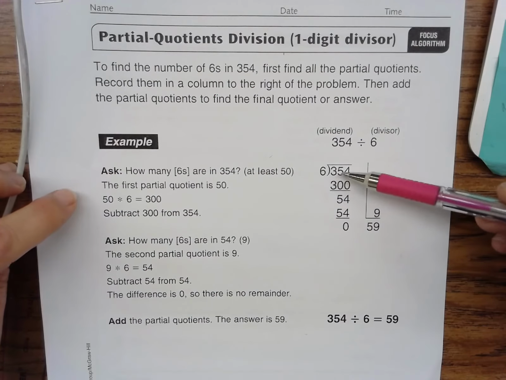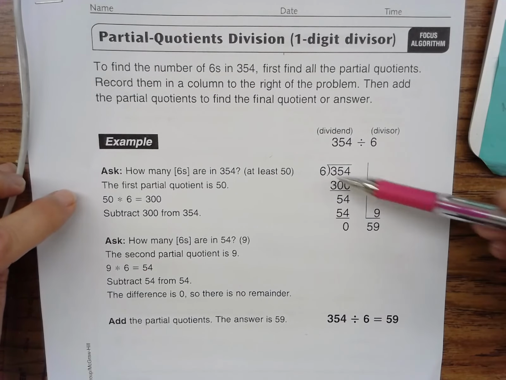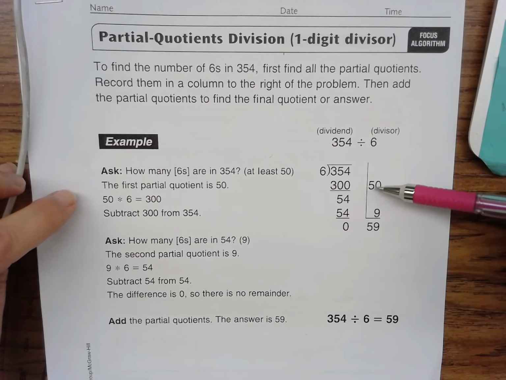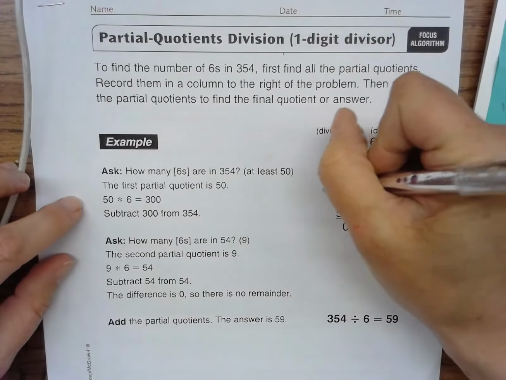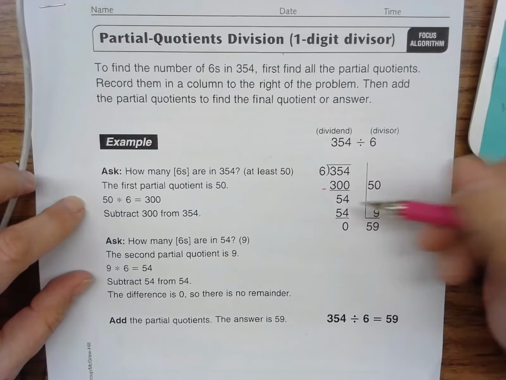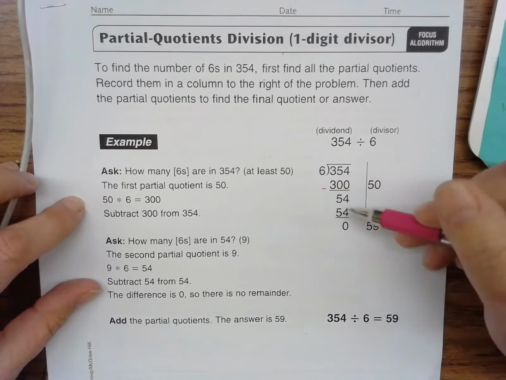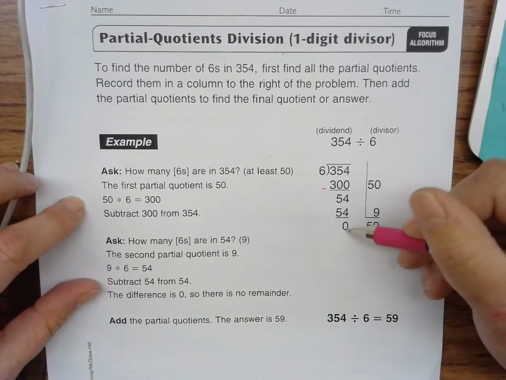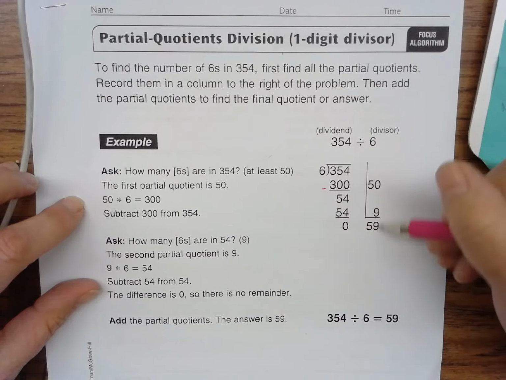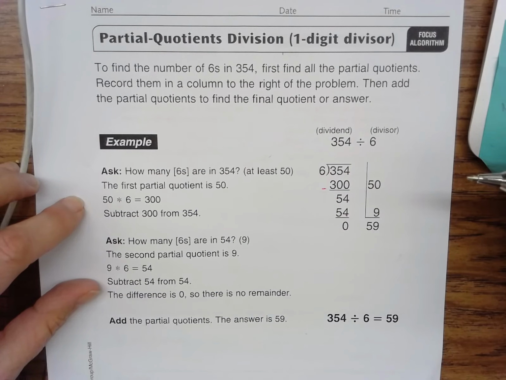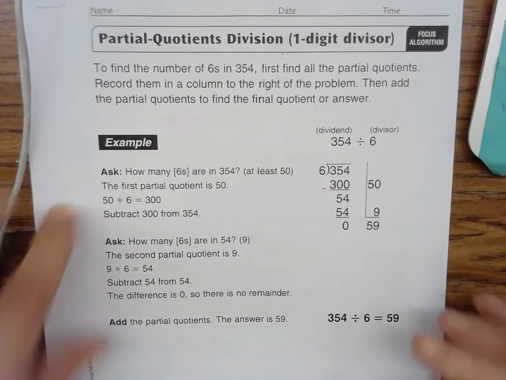And it's 50 because it's 350. So 50 times 6 is 300. Then you subtract. 354 minus 300 is 54. How many 6s are in 54? 9. 9 times 6 is 54. There's no remainder. And then you add these together, and your quotient is 59. So the rest of these we're going to do just like that.